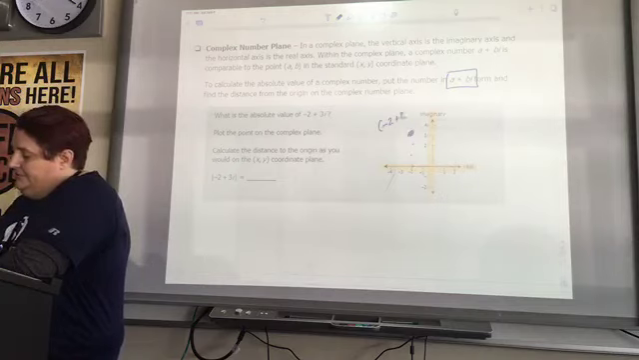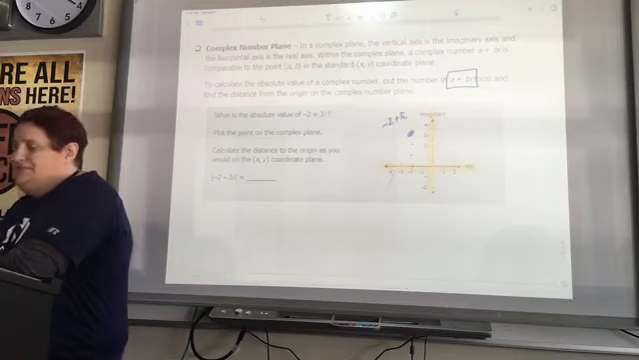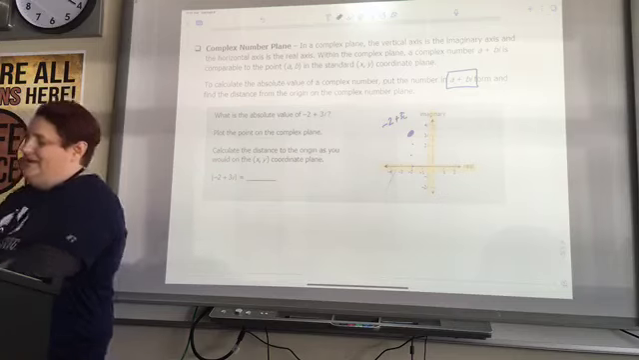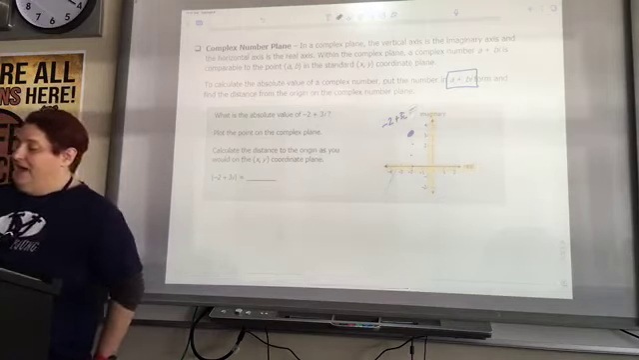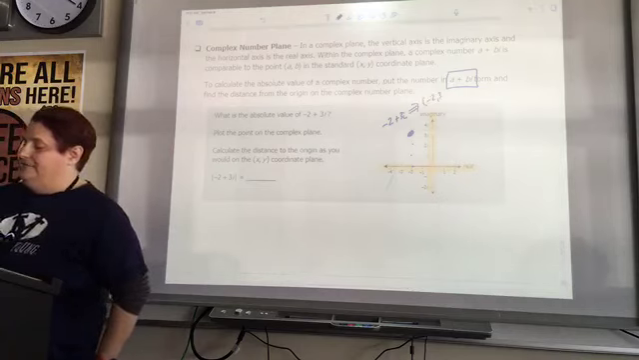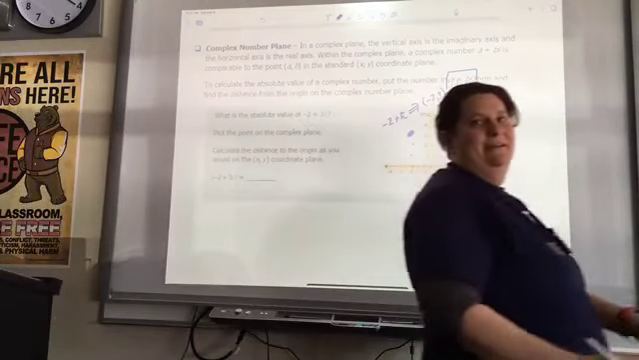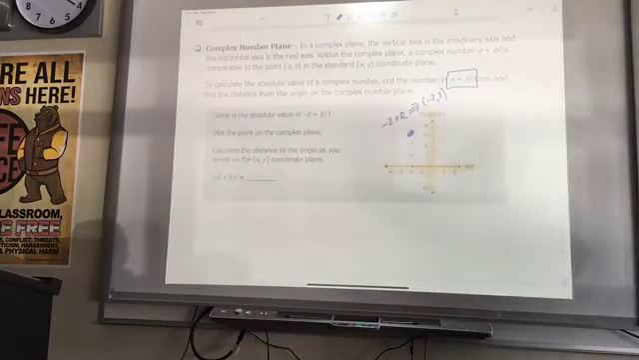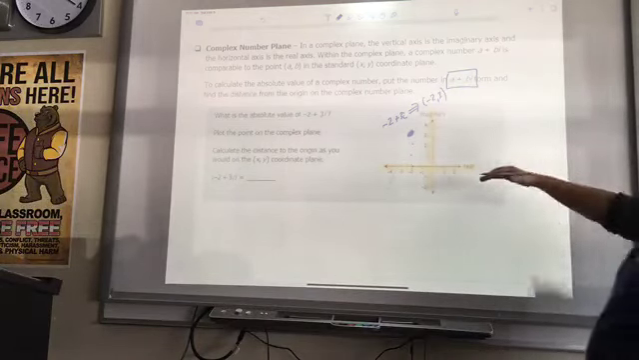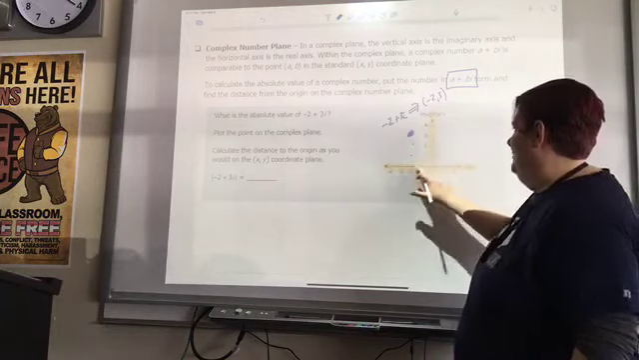That should be illegal. I know, but that just is what it is, and it's pretty cool. Negative 2 plus 3i plots the same way as the point negative 2 comma 3. It just does. The i just means it's on the imaginary axis, and this just means it's on the real axis. So I go over 2, up 3.